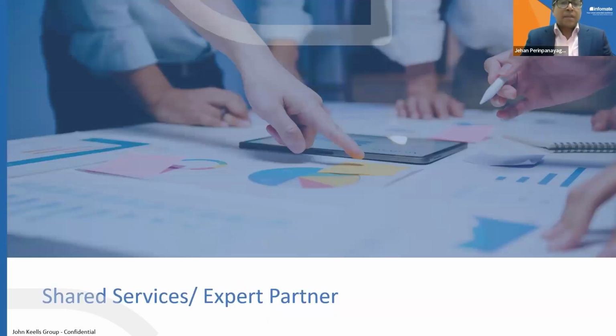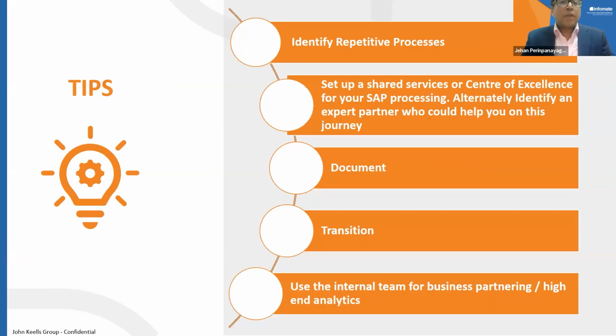So shared services and an expert partner could help you in this journey, right? So here are some tips. If you're working with a shared services partner, identify repetitive processes, set up your own shared service, or work with a center of excellence, or work with another expert partner who can help you on this journey. Document. Make sure that you have detailed documentation, give some thought and planning to the transition. And use your internal team for business partnering, high-end analytics, right?